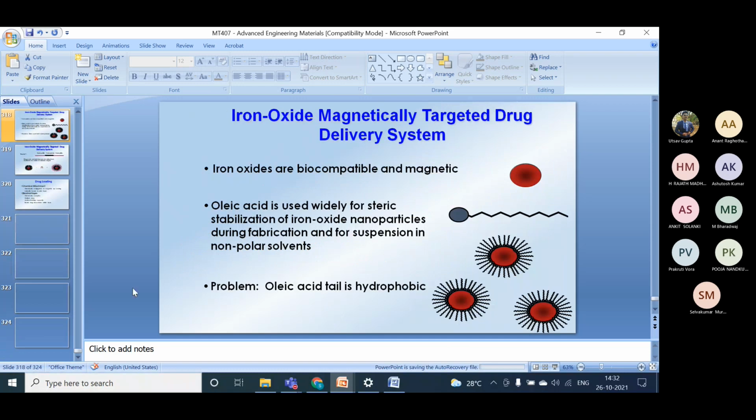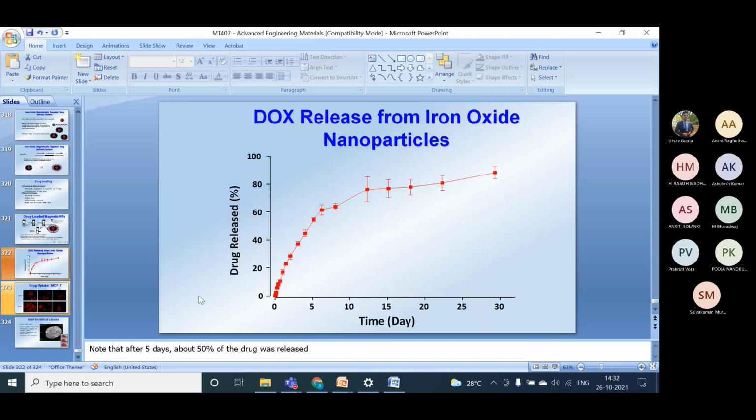The rest of the other stuff, like some other types of drug loading as well as releasing systems in iron oxide based nanoparticles, we'll see in the next class.